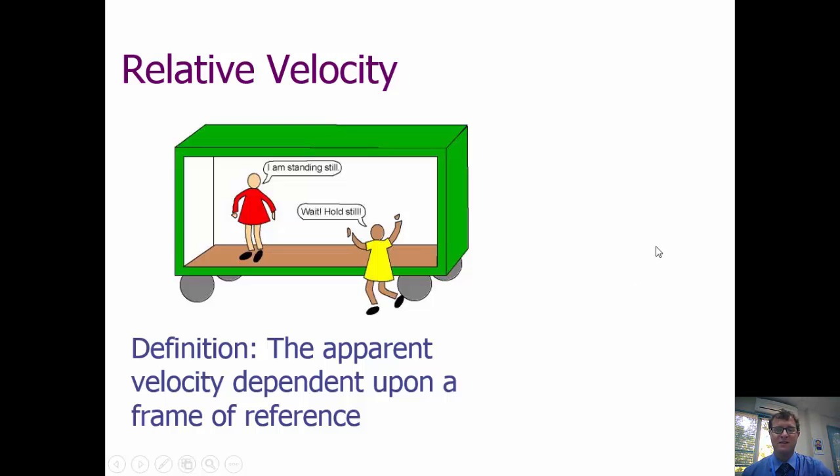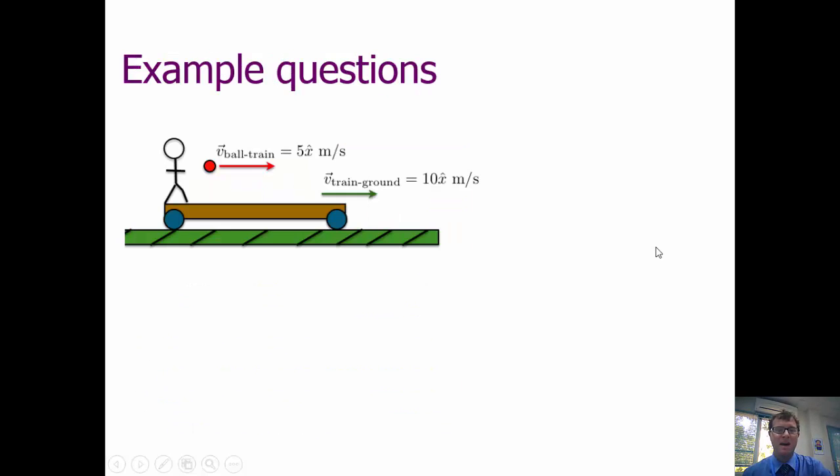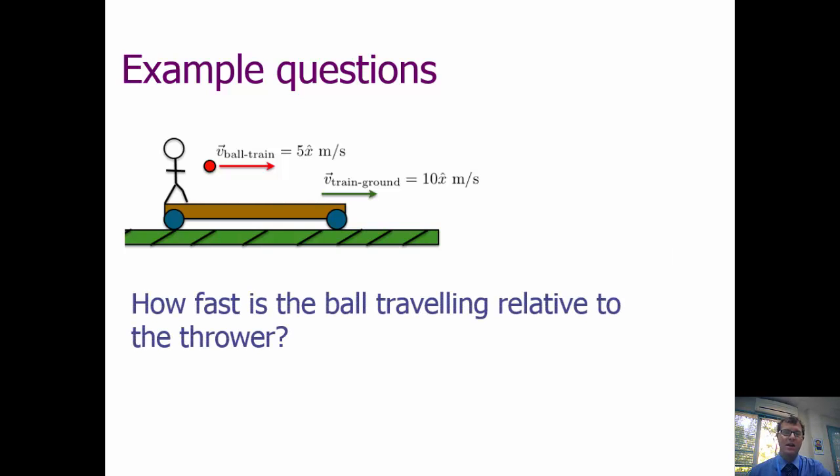So we'll start off with a simple example. I have a man on a train, and with respect to the train, he throws the ball forward at 5 meters per second. Now the train, moving with respect to the ground, is moving at 10 meters per second. How fast is the ball traveling relative to the thrower?